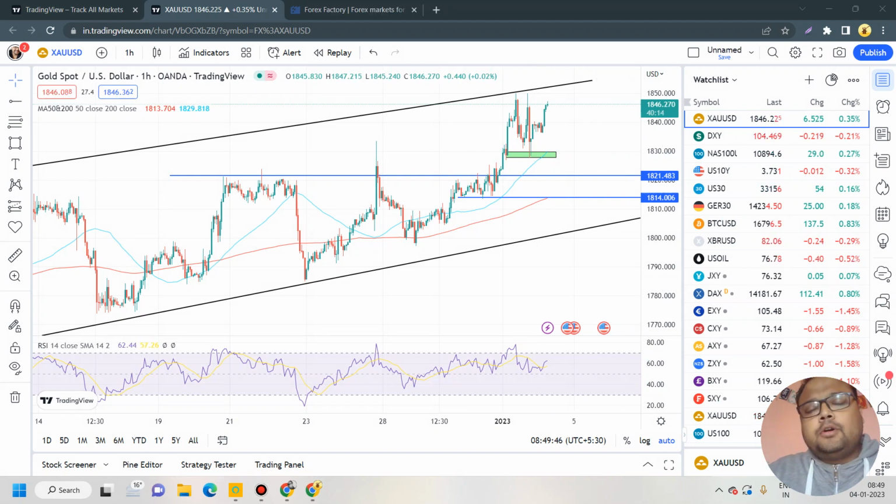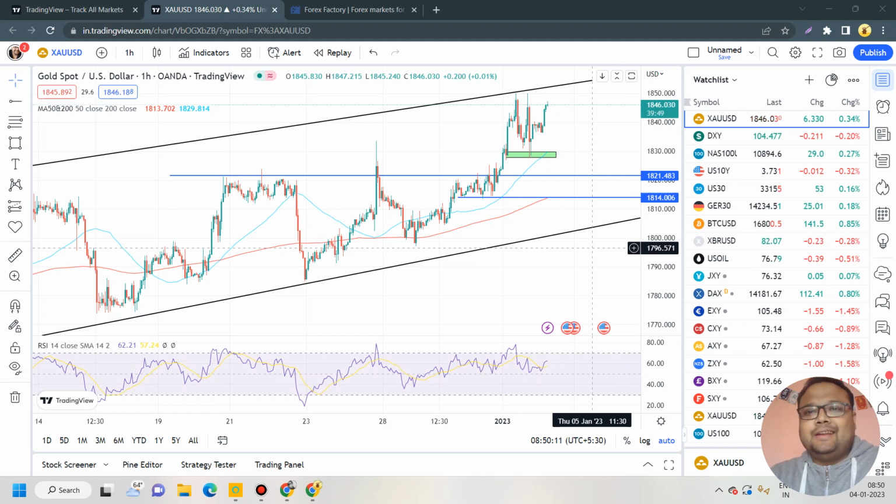Again, I'm repeating, support one is the 1830, 1831 level, but that level is not very strong. It's a minor support right now. The market already tested the support yesterday. The next support is around 1821, 1822, 23. We can expect the market to bounce. If the market bounces, we can definitely go for a buy position. Below that, we have support around the 1815 level. And then we have the trend line.